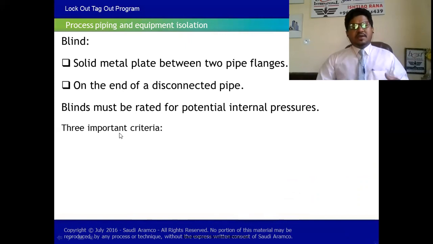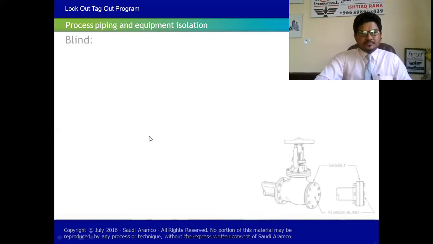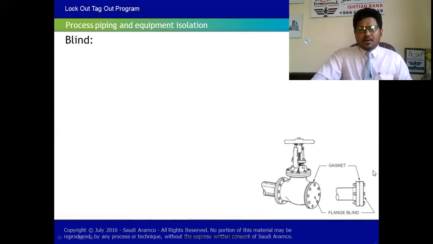So three important criteria which truly you need to remember. The number one is make sure you understand the size, what size you require of this blind. Then the rating capacity, how much you require, and location. So three important. So SRL, you need to remember size, rating, and location. Now blind, how it looks like.